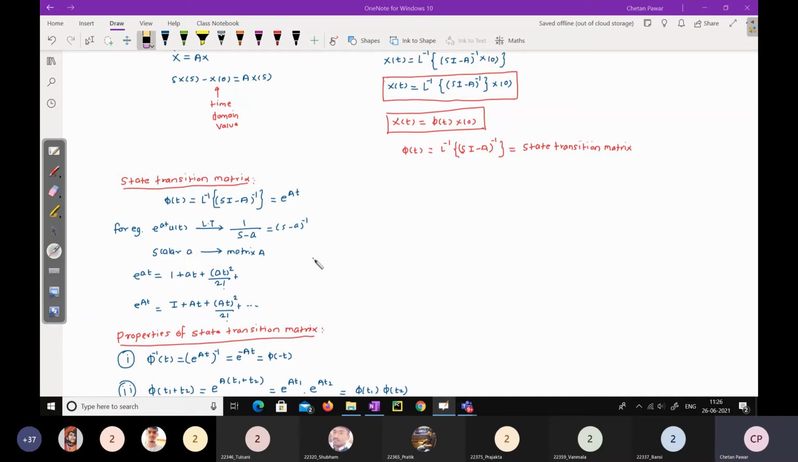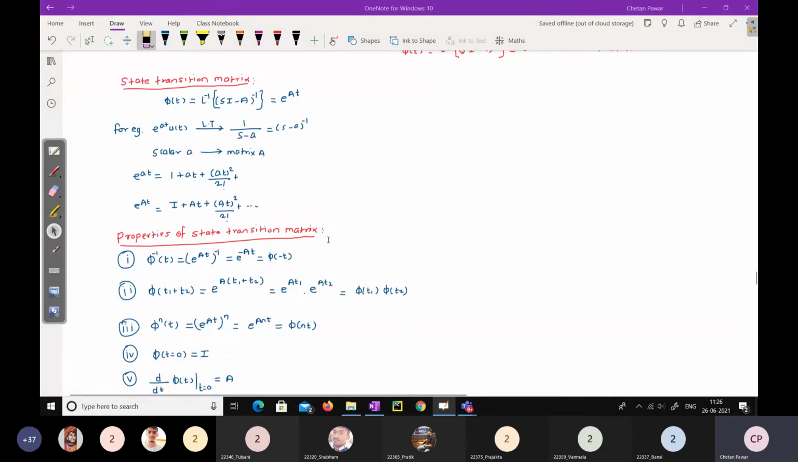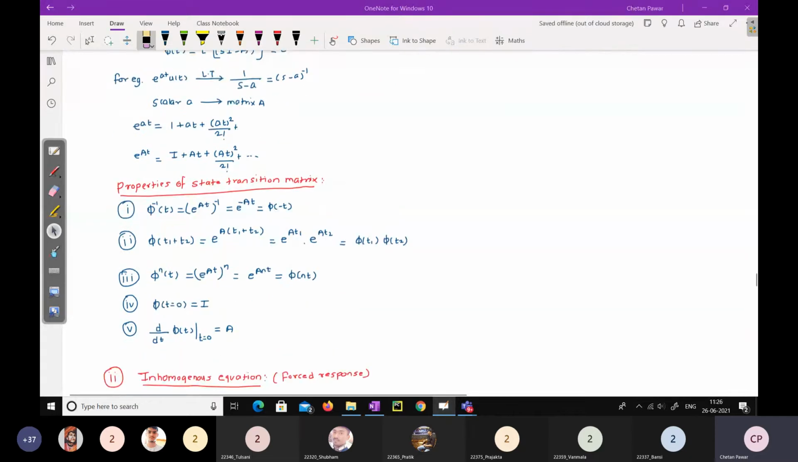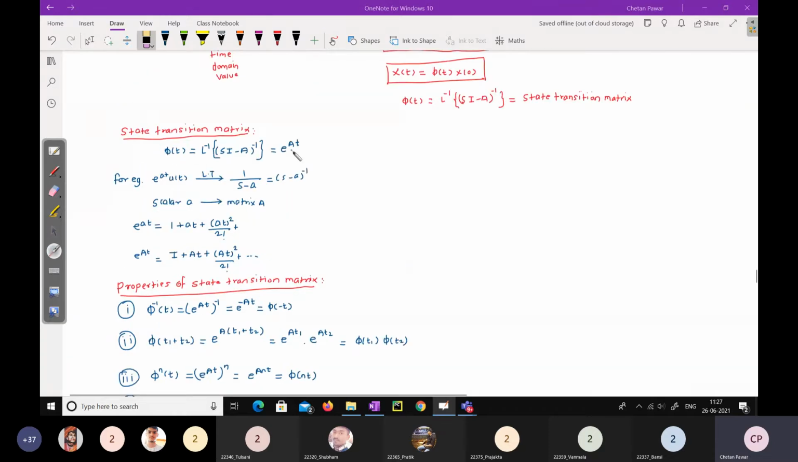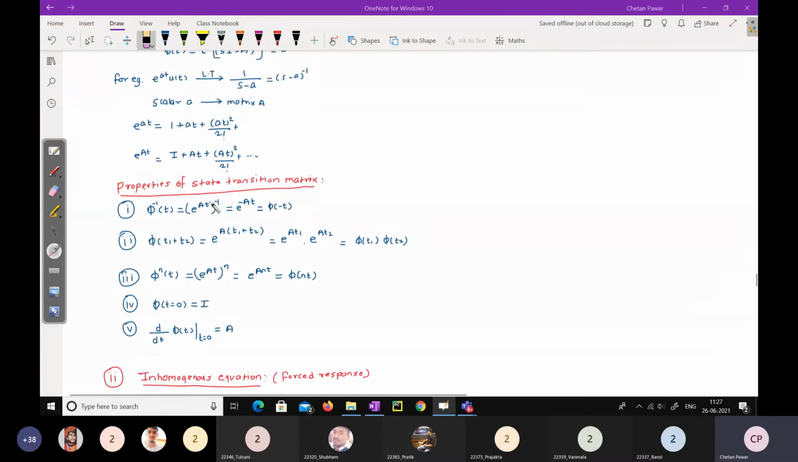Now there are certain properties of the state transition matrix. What are those properties? Let us see, because on those properties they ask simple MCQ questions. So if you see this, this will be phi inverse of t. What is phi inverse of t? As we know, phi of t is e raised to At. So phi inverse of t will be (e raised to At) inverse, so that will be e raised to minus At. So I can represent this as phi of minus t.